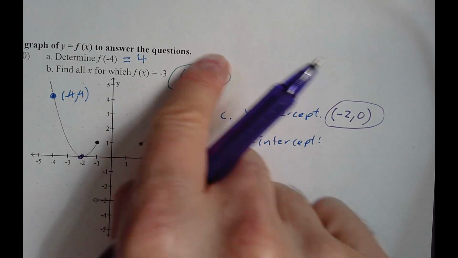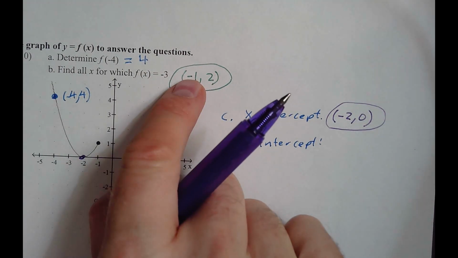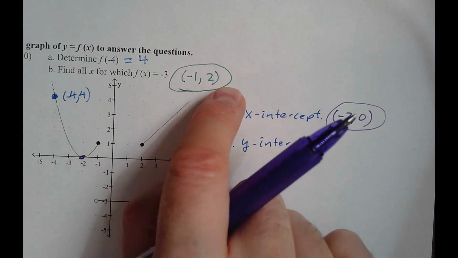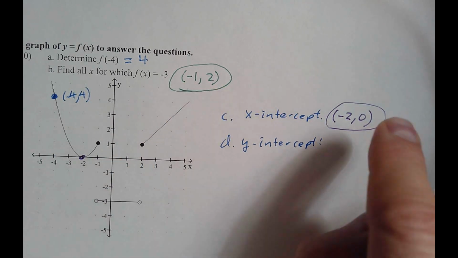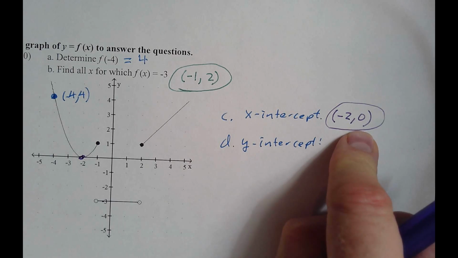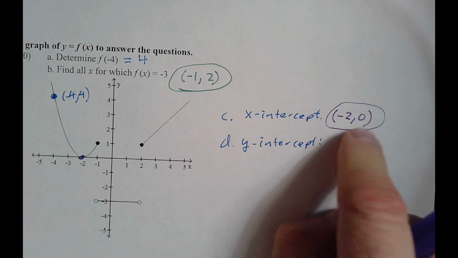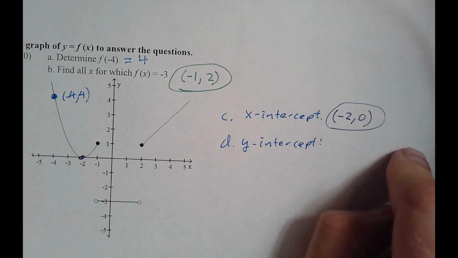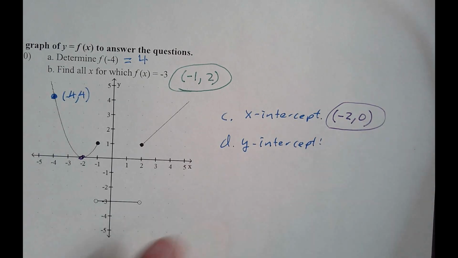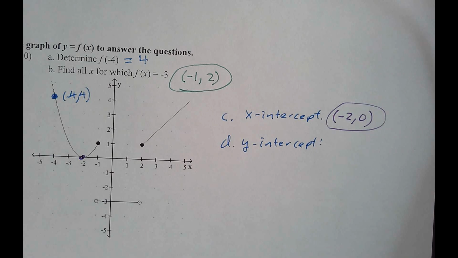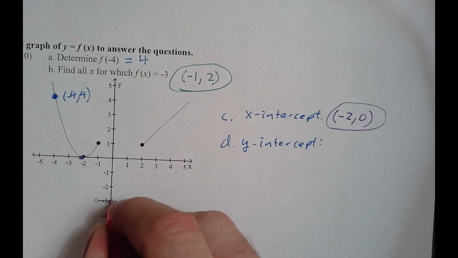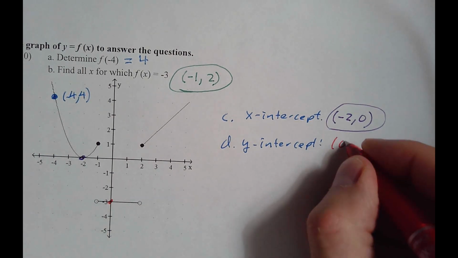Here I'm solving, so this is giving me the interval, all the numbers between negative 1 and positive 2. This here is an x-intercept, so that's just the point negative 2 comma 0. And then the y-intercept, well, that's down here. That's going to be 0, negative 3.